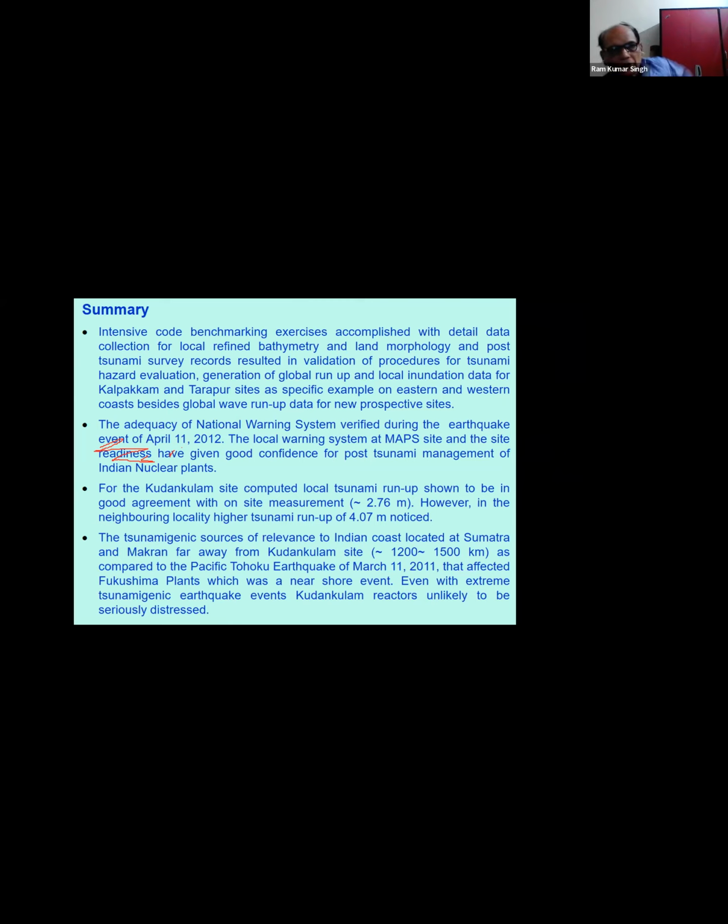And this national warning system effectiveness has been shown, although there were queries from NDMA many times that some sensors have not been working. So this is also one important aspect, that all the sensors must be attended to properly, and data should be coming properly for giving early warning. For the Kudankulam site also, we could see that the maximum wave run-up was 2.76 meter. Although at a remote distance, about 2 kilometer, 4 meter run-up was also observed.